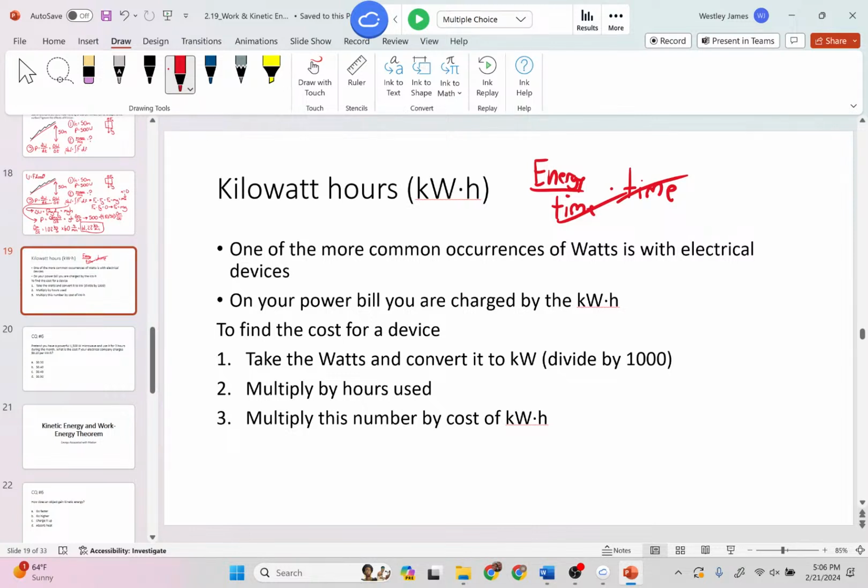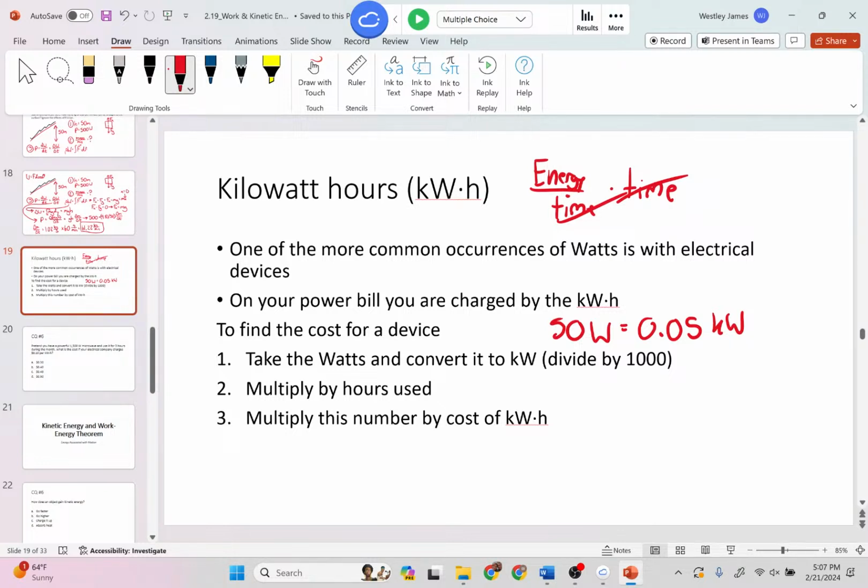Say you have a 50-watt light bulb. You take that 50-watt light bulb and convert it to kilowatts. How many watts are in a kilowatt? You divide by 1,000. So for example, 50 watts is 0.05 kilowatts. Okay? You multiply it by how many hours it's used. That's where the kilowatt hours comes from.